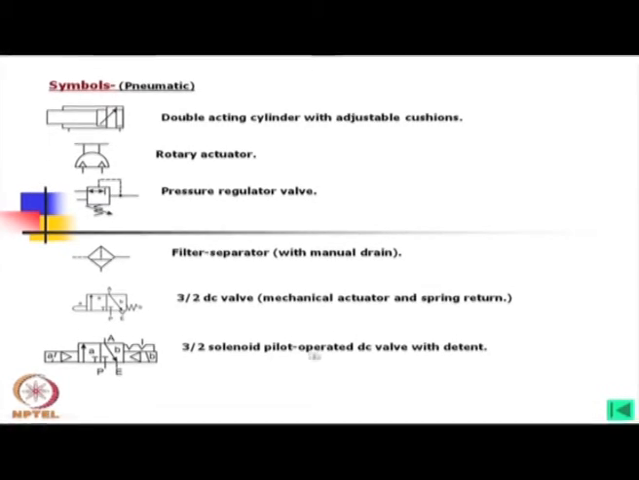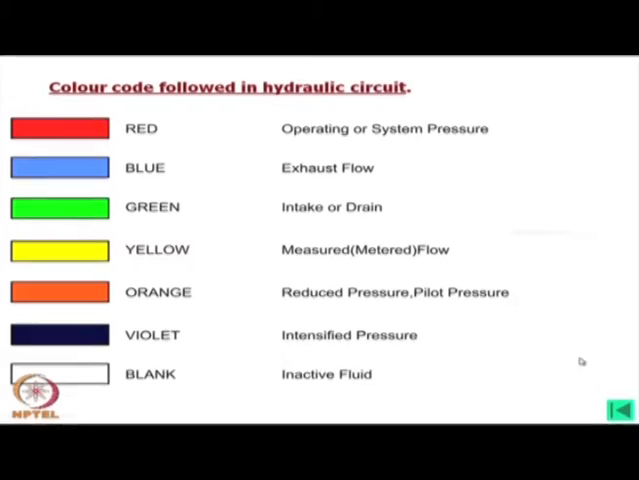Similarly, a 3/2 solenoid flywheel operated DC valve with detent looks like this. Now, again I would like to mention, usually while you are designing the hydraulic circuit, not the pneumatic, these colors are used. You may follow this. If you are well conversant with these colors, then looking at the circuits, if it is colored, you will be able to understand where there is pressurized oil, where drain, where leakage, where control, where intensified pressure is there, and there is inactive fluid as well if it is blank.